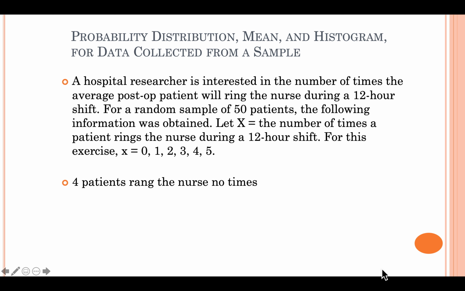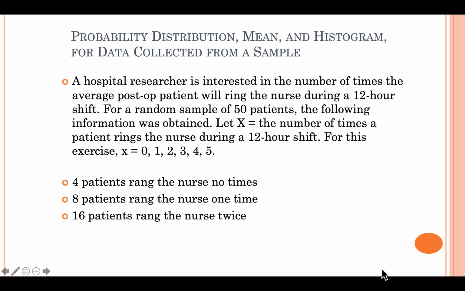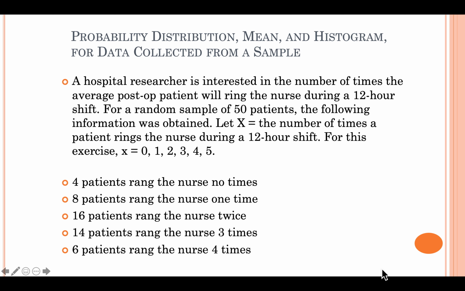So we have the fact that 4 patients rang the nurse no times. 8 patients rang the nurse 1 time. 16 patients rang the nurse twice. 14 patients rang the nurse 3 times. And 6 patients rang the nurse 4 times. And one more, 2 patients rang the nurse 5 times. So notice that the value of X is not specified here, but from the context, you can figure out that this first one is for X equals 0, then X equals 1, X equals 2, X equals 3, X equals 4, and X equals 5. So the values of X range from 0 through 5.